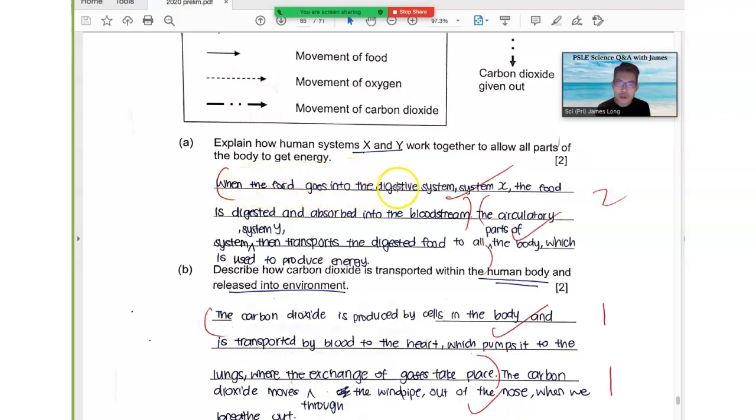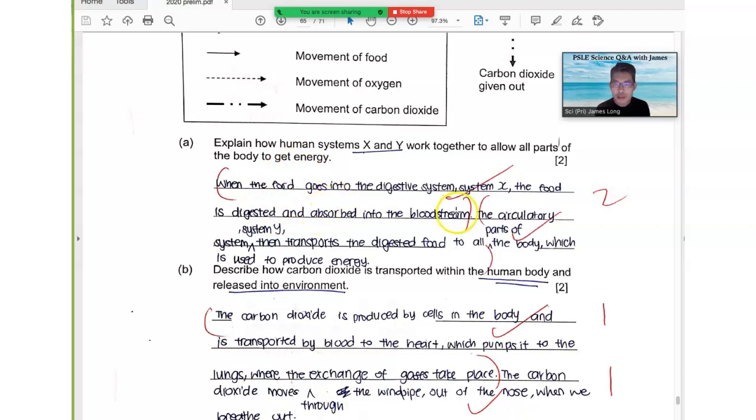So when the food goes into the digestive system, system X, the food is digested and absorbed into the bloodstream. So this will be 1 mark. This one focuses on the digested food because digested food is what allows our body to get energy. So we focus on that part.